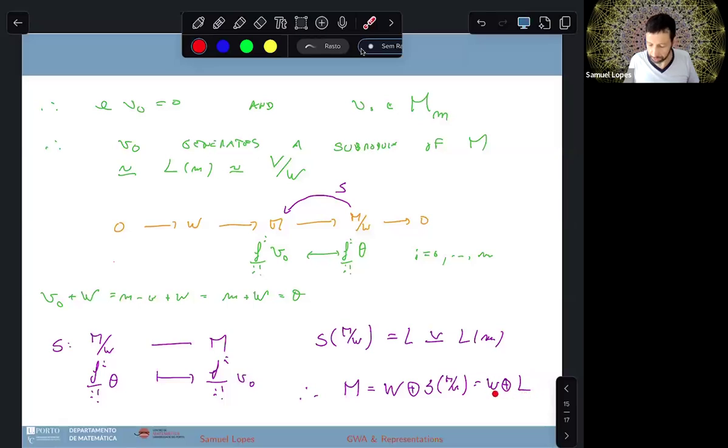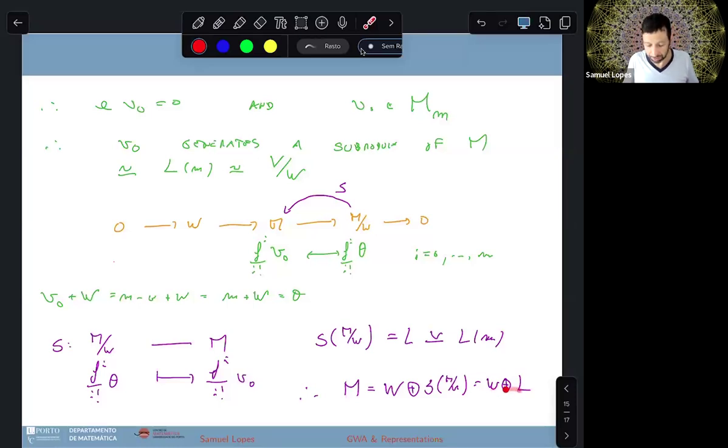what is the intersection of these two things? Well, since L is simple, it doesn't have many submodules. So the intersection can be either 0 or L. But if the intersection were L, this would tell me that L is contained in W. In particular, it would tell me that this element v0 is in W, and so v0 would get mapped to 0. But no, v0 is mapped to theta, which is a generator of this module. So the intersection of these two things must be trivial.